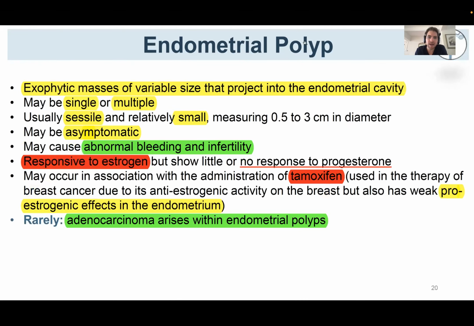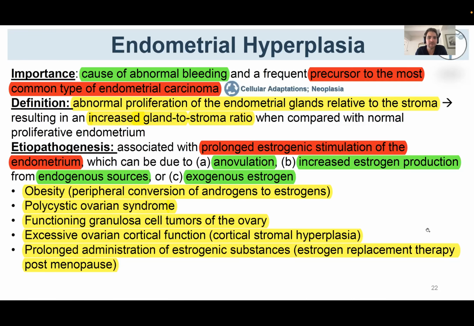Okay, so you can get polyps. It's responsive to estrogen. Why would you use tamoxifen? Remember, tamoxifen is an antagonist at the breast and an antagonist in the endometrium. Okay, so if these polyps that grow are due to estrogen, if you can block the estrogen receptors in the endometrium, you can stop growth of these polyps. Okay, it says here adenocarcinomas can arise, but that's not very common.